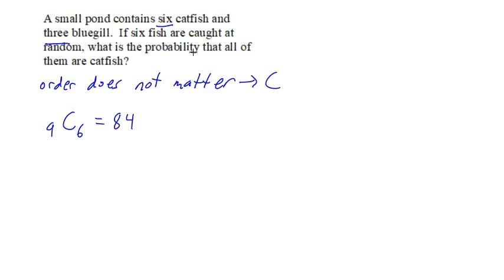Right, this is a probability question. So we're wondering, what is the probability that all the fish we catch are catfish? Well, there's only one way to get all catfish. So the probability of all catfish equals 1 out of 84.